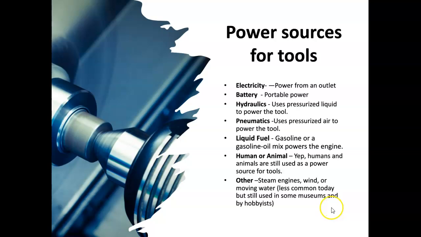So let's quickly talk about some of the different power sources. Basically, we have electricity, battery power, hydraulics, pneumatics, liquid fuel, and yes, we still use human or animal power for our tools, depending on what area of the country or world that you're in. Animal power and human power is still pretty much a mainstay there. Electricity comes from outlets. Batteries, of course, are portable, and they store energy. Both of those get their power from the same area.